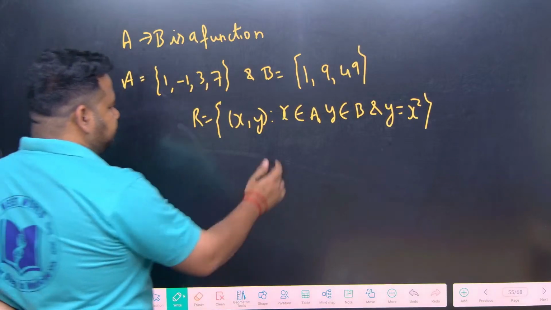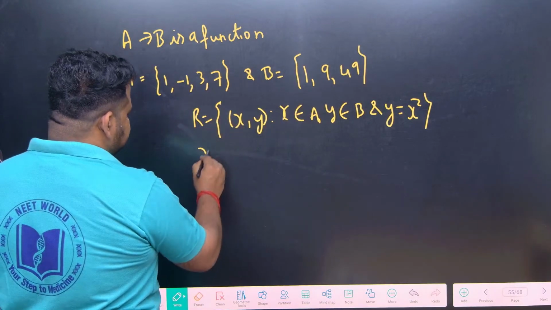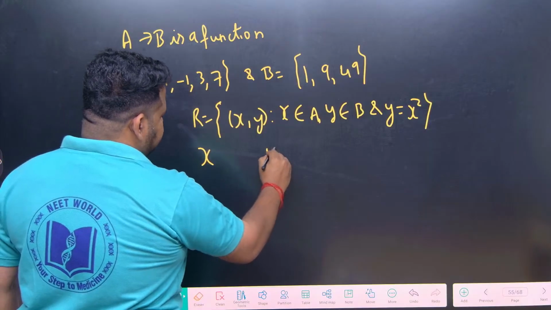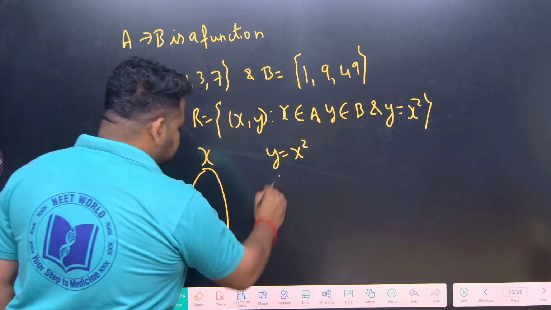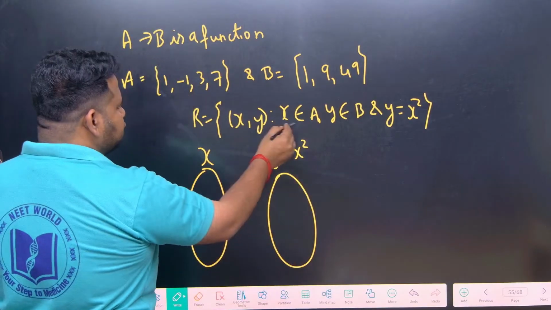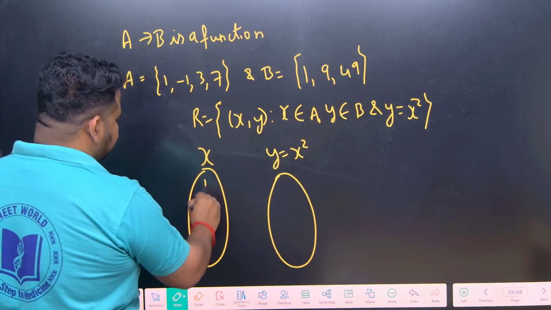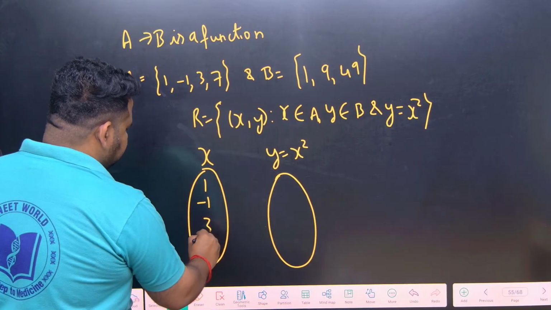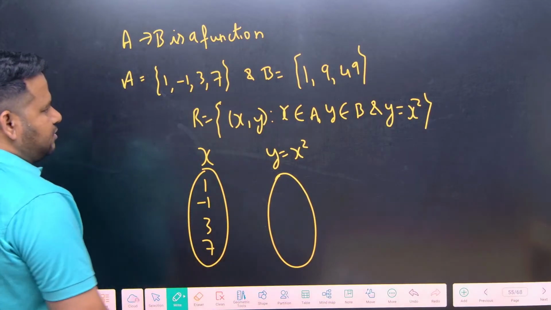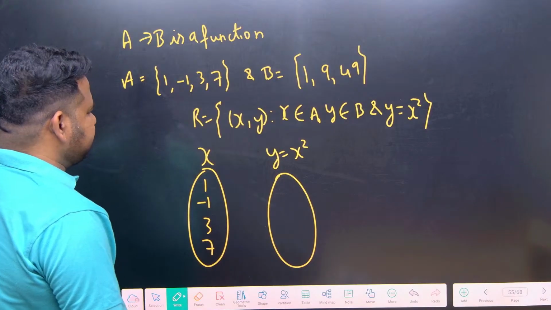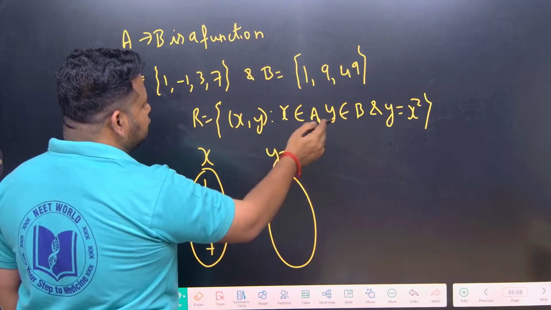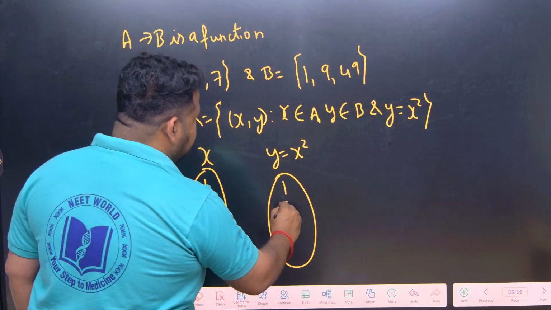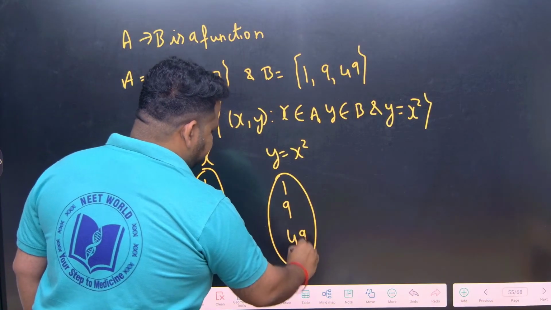So see here, we are having x here, and y here, with y equal to x square. x belongs to A, so all the elements in set A, write it here: 1, minus 1, 3, 7. Y belongs to B, so we will write the elements of B: 1, 9, 49.